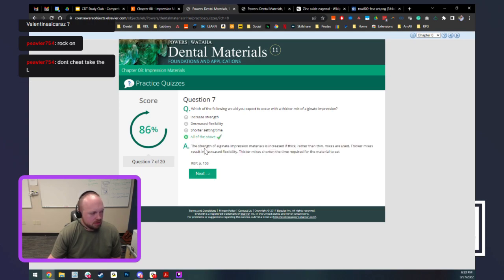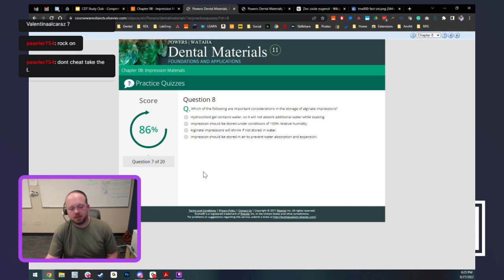The strength of alginate impression materials is increased if thick rather than thin mixes are used. Thicker mixes result in decreased flexibility. Thicker mixes shorten the time required for materials to set. Yeah. So you can roll your own speed there on alginate, apparently.